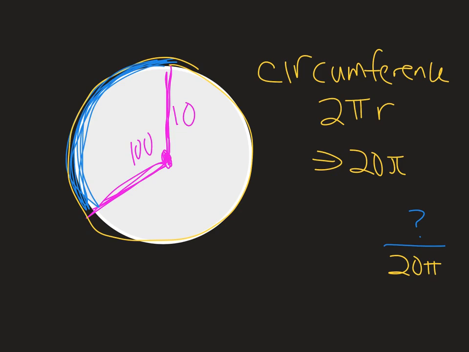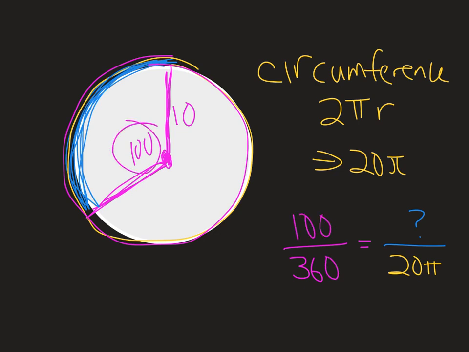Now, we can also do that with the angle information. The whole number of degrees in the whole circle, all the way around, we'll spin in a circle, that's 360 degrees. So on top is the part. So we have the part that we care about to the whole, the part that we want to know, this blue part, to the whole. Now we just solve this equation. So to solve this equation, let's multiply both sides by 20 pi.